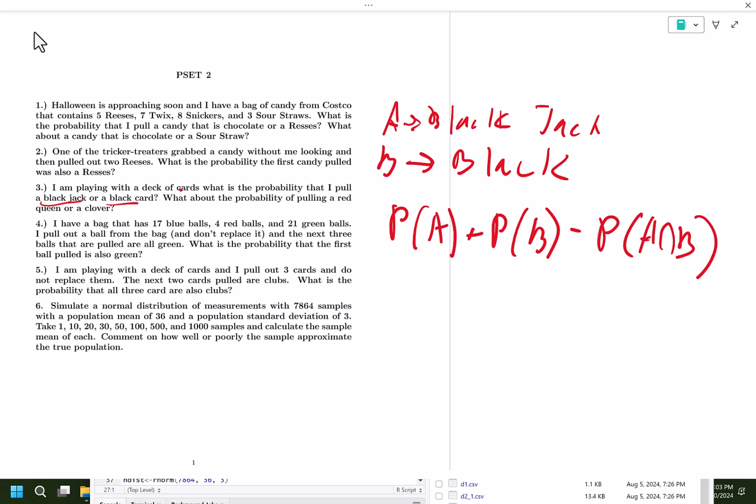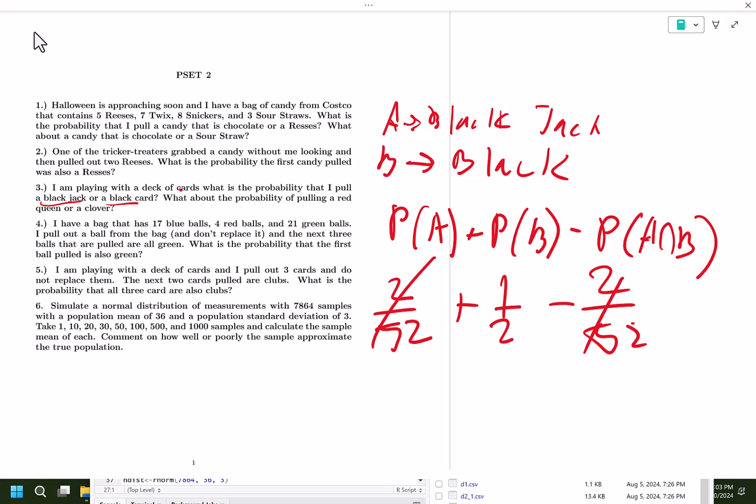So what's the probability that I pull a black jack? There's 52 cards. There's 2 black jacks. So 2 over 52 plus a half, right? Minus, what's the probability that I pull a card that is a jack and also black? It's going to be 2 over 52. So I'm just left with a half.